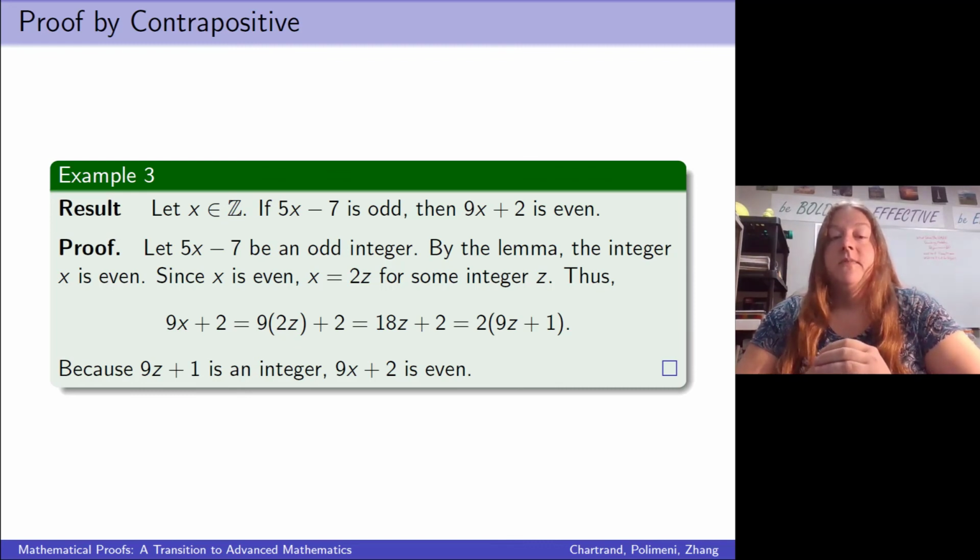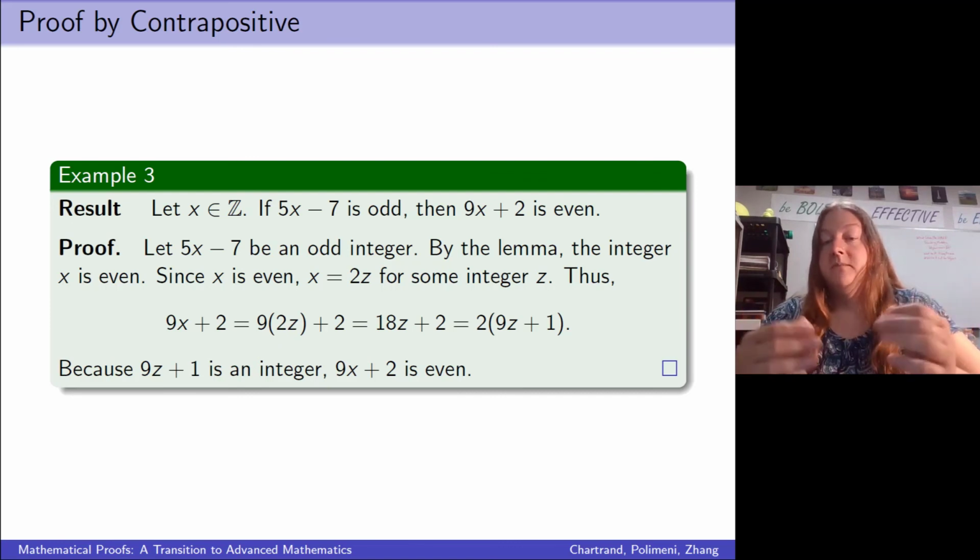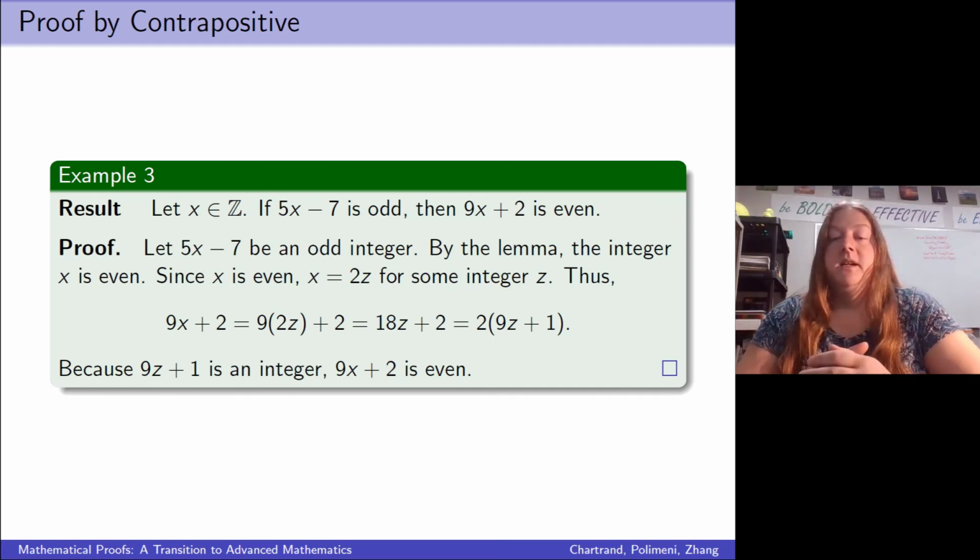So now, since x is even, x is going to equal 2 times z for some integer z, and we can plug that in. And when we plug that in and we do some simplifying, we have 2 times 9z plus 1 is equal to 9x plus 2. And therefore, 9x plus 2 must be even.